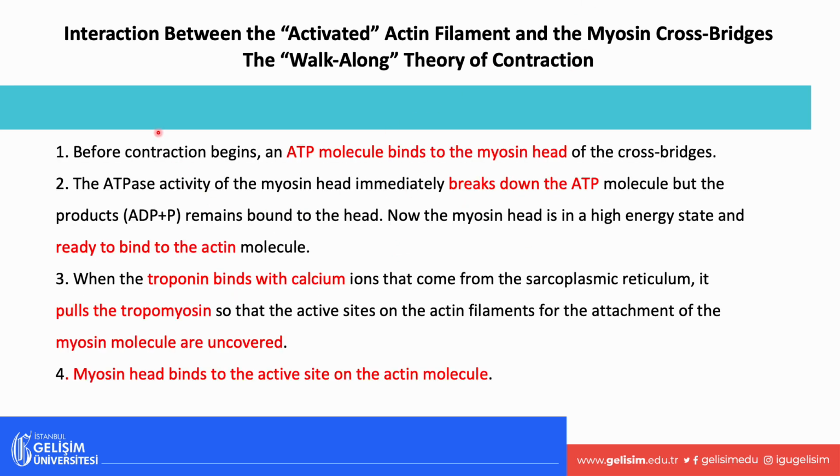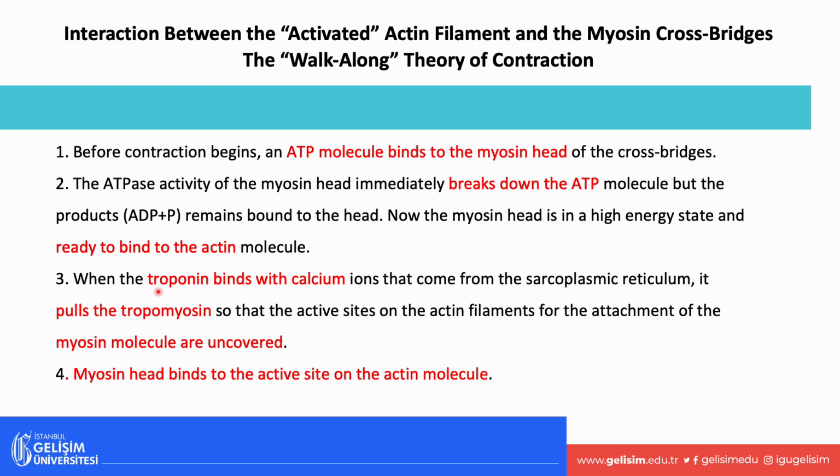And this slide is also a review of the previous week's material. So again, what they're saying is that before the contraction begins, we need to have energy. So an ATP molecule needs to bind to the myosin heads. Once ATP binds to the myosin heads, remember, there's the ATP binding site, and within there, it has the capacity to hydrolyze the ATP, to break down the ATP. So again, it has ATPase activity. So that ATP ends up becoming ADP, adenosine diphosphate, plus phosphate, and it stays connected to the myosin head.